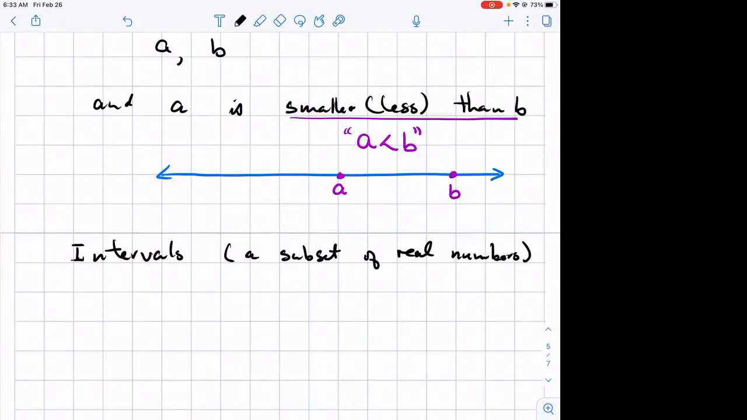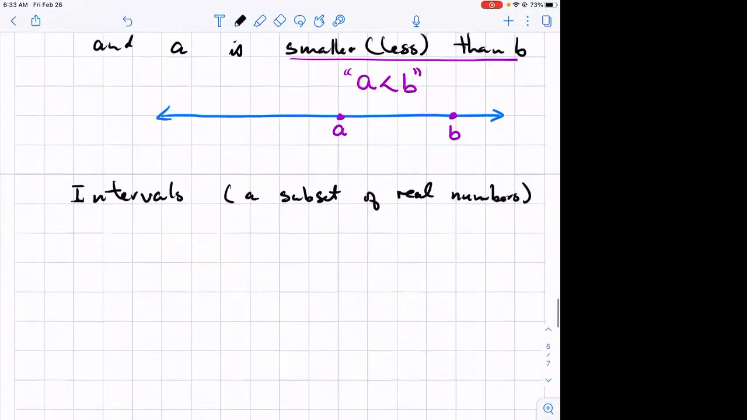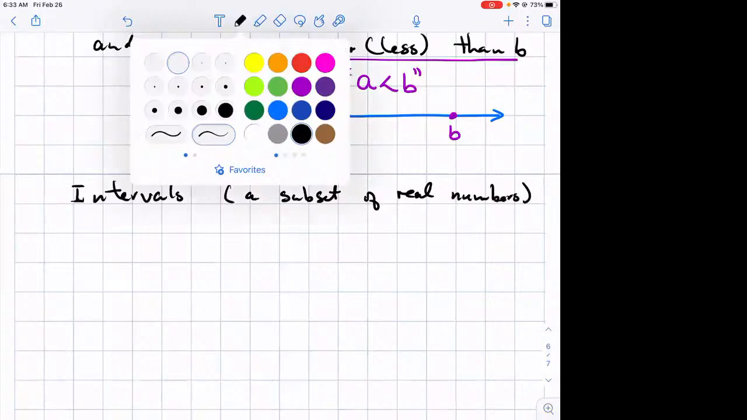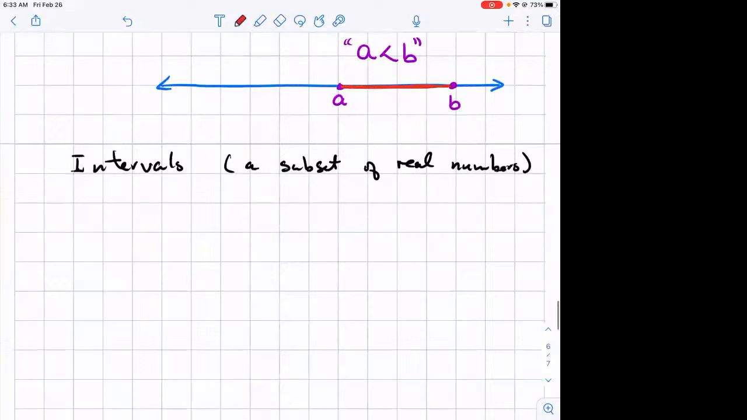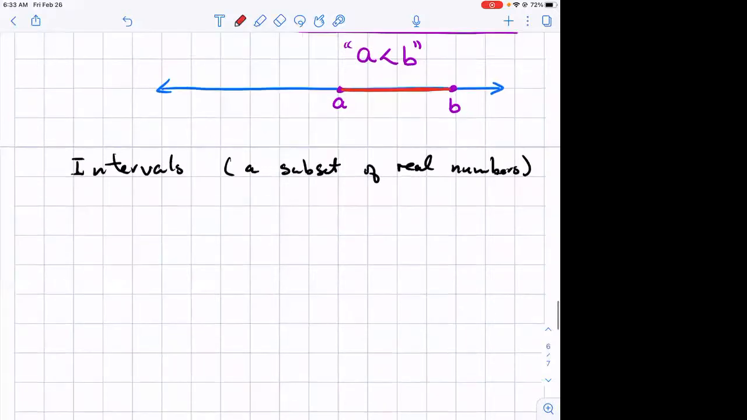And we have different types of intervals. So when we speak of an interval, for example, in the diagram I drew here, A is less than B. This is the interval I'm referring to between A and B. Some interval A is less than B. And this is what we call an inequality.